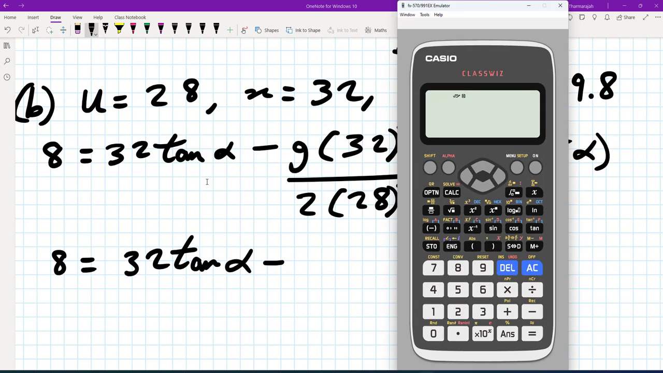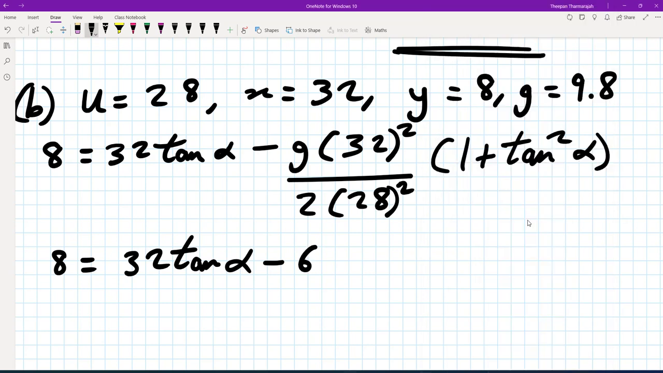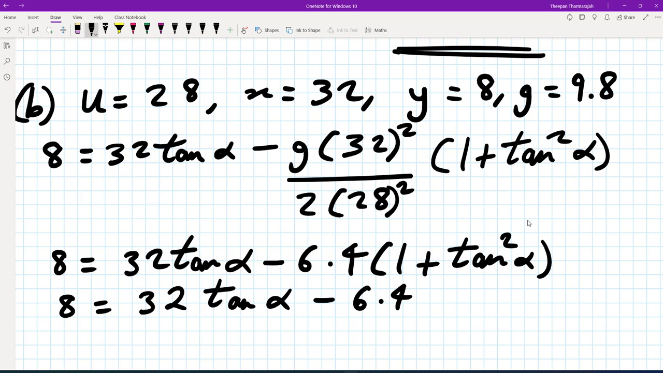So I'm going to say 8 is 32 tan alpha. Now I'm just going to type that straight into my calculator to get a numerical value. So 9.8 times 32 squared over 2 times 28 squared, and that gives me 6.4. So I get 6.4 times 1 plus tan squared alpha. So what that gives me is 8 is equal to 32 tan alpha minus 6.4 minus 6.4 tan squared alpha.